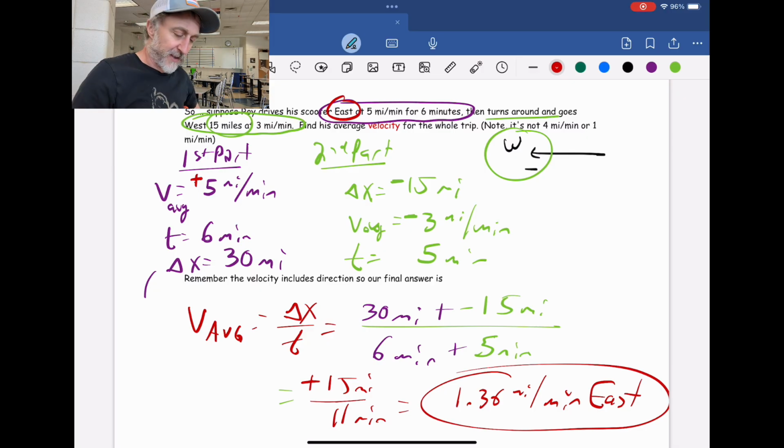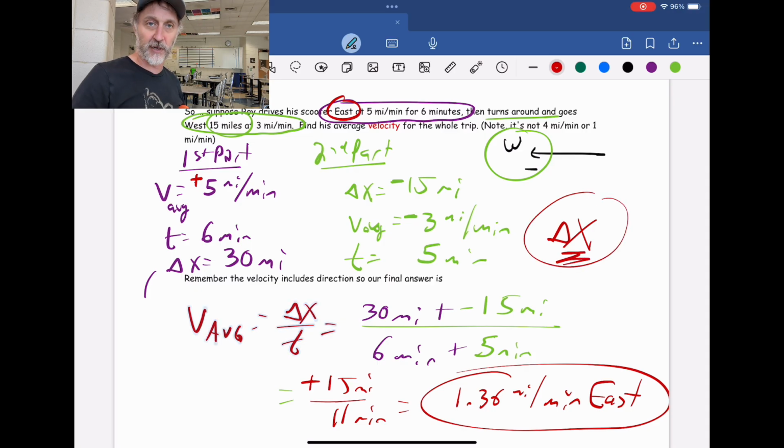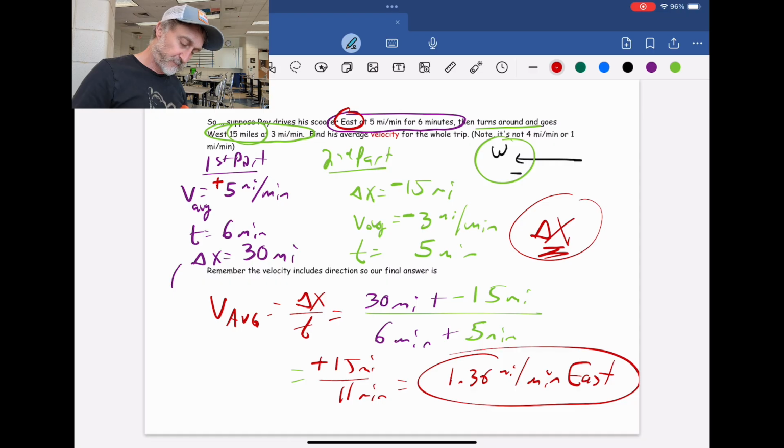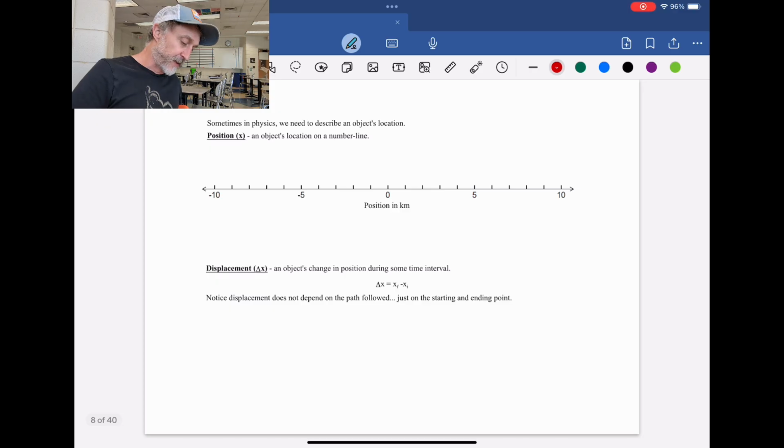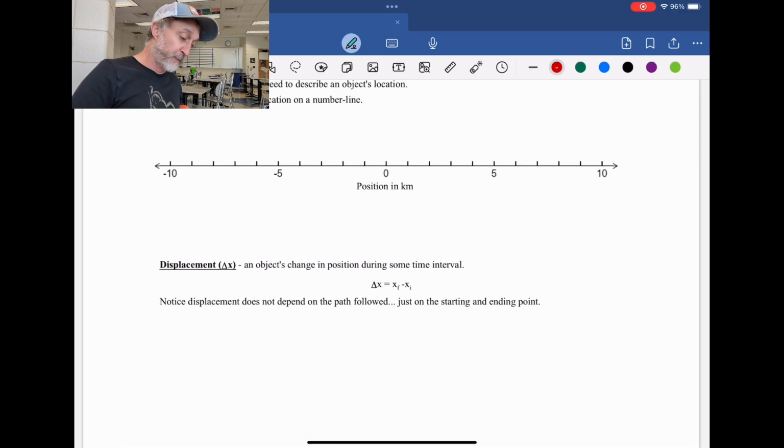So, one quick last thing. At the beginning of the video, I commented that the symbol for displacement is triangle X, and I told you that the X stands for position. Here's what that means. If an object is moving, that means its location is changing. We often need a way to describe the location of a thing, and to do that, we talk about position.